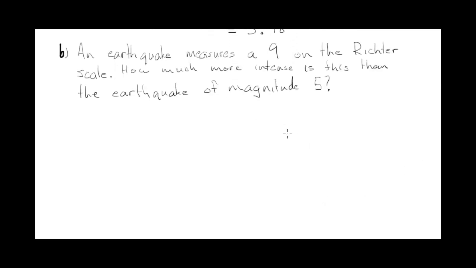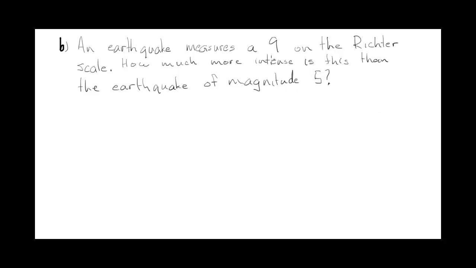Okay, so here's a second example. You have an earthquake of magnitude 9, so 9 on the Richter scale. How much more intense is this than the earthquake of magnitude 5, the one in San Francisco, which we said had a magnitude of 5? I can tell you this, a magnitude of 9 is huge. That's about as big as you're going to get for an earthquake. Most earthquakes, even really big ones, don't hit the number 9.